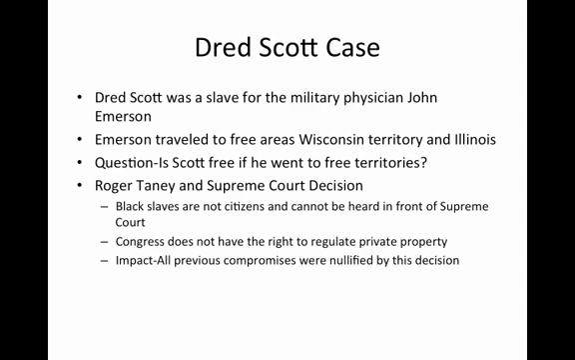Now, if he had stopped there, there really wouldn't have been any problem legally at the time for the United States. But Taney wanted to go down in history, so he decided to go one step further and solve the problem of slavery once and for all. So, he made the argument that Congress does not have the right to regulate slavery at all, since slaves are private property. This had a serious impact. It meant that all previous compromises had been nullified by his decision. This included the Missouri Compromise and the Compromise of 1850.